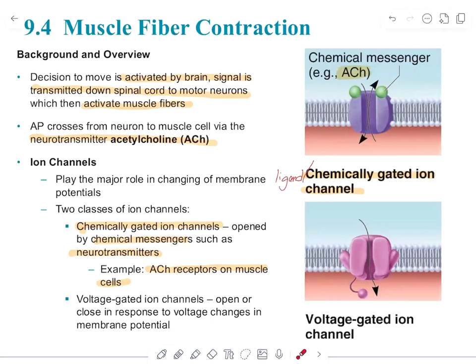Once that happens, eventually voltage-gated ion channels open in response to voltage changes in the membrane potential. That usually involves ions like sodium or potassium, which we'll talk more about later.